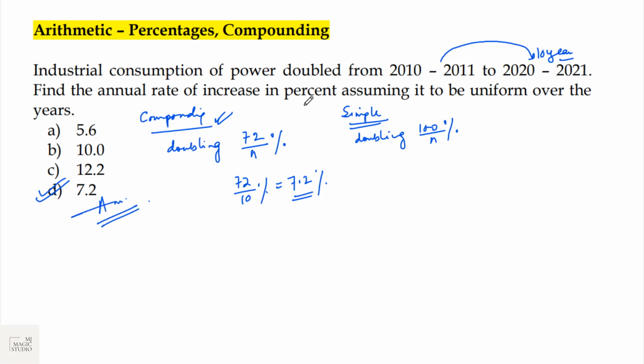If it is given that find the annual rate of increase in percentage, assuming it to be same every year, then it would have been simple interest concept. Then the percentage is 10%, but it is given it is uniform over the years. That means annual rate of increase is uniform. It is compounding effect. Answer 7.2%.